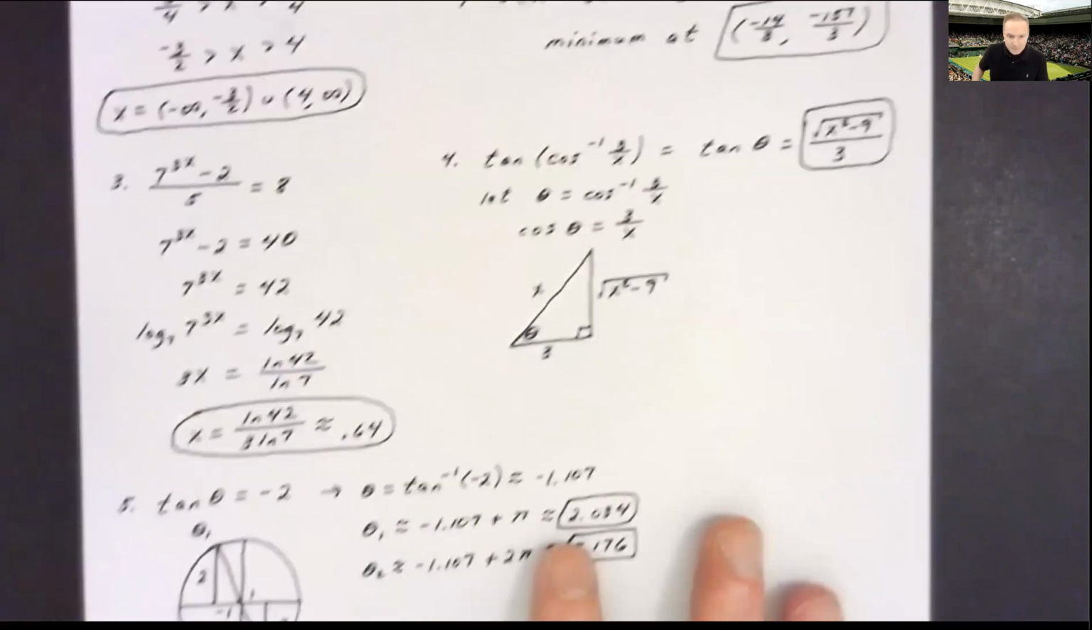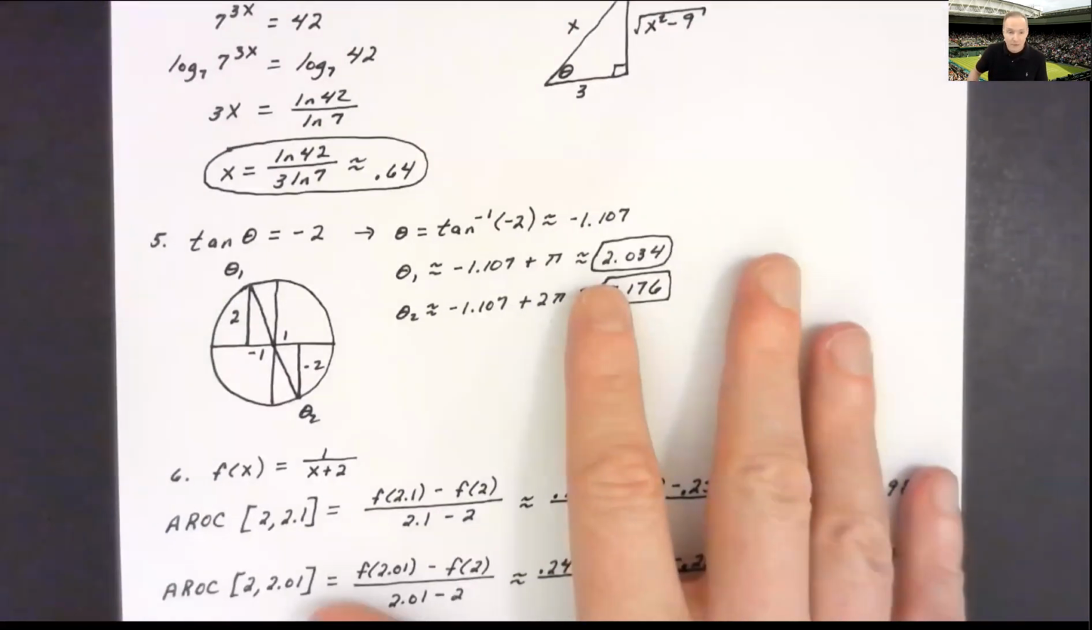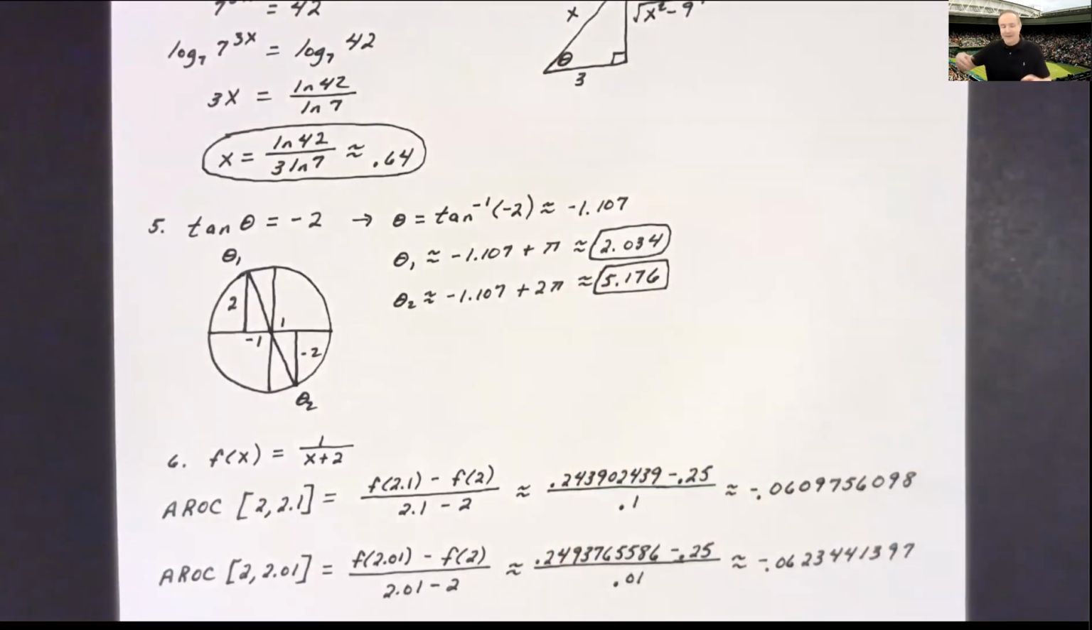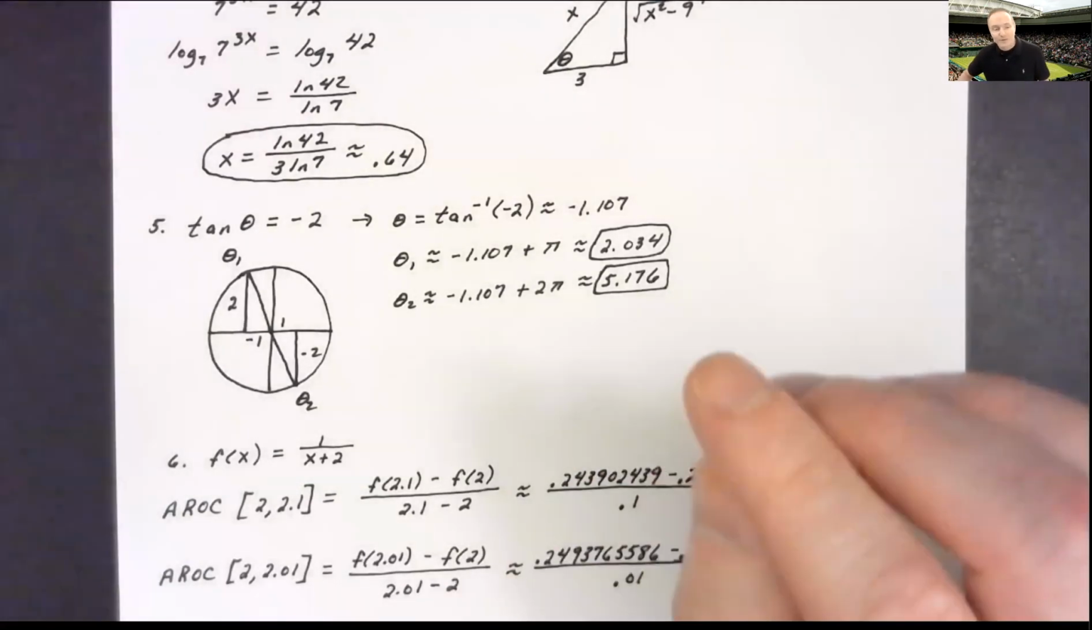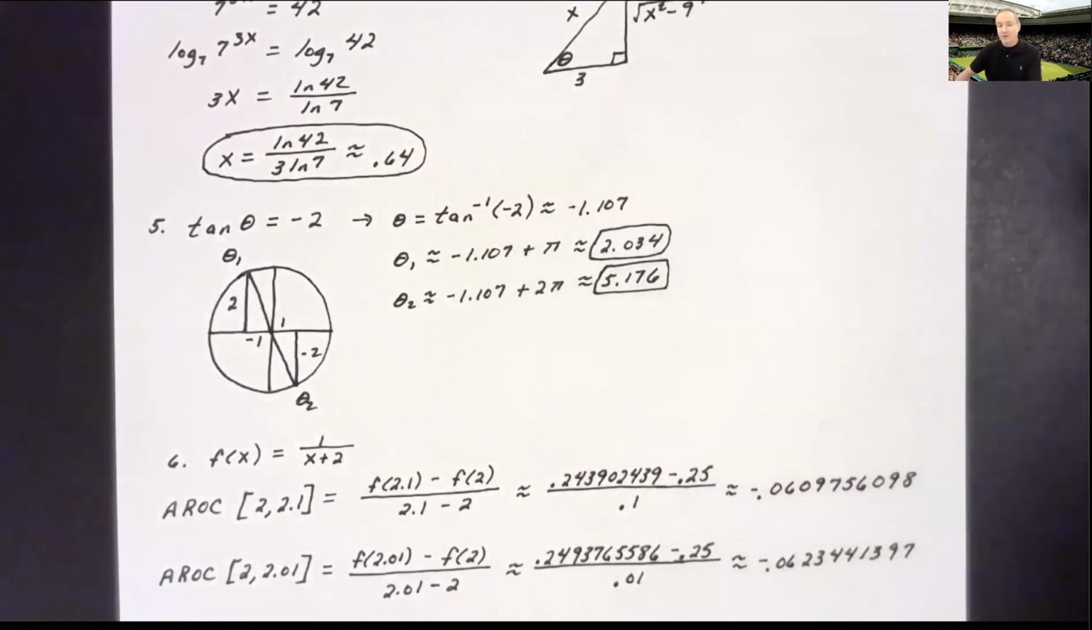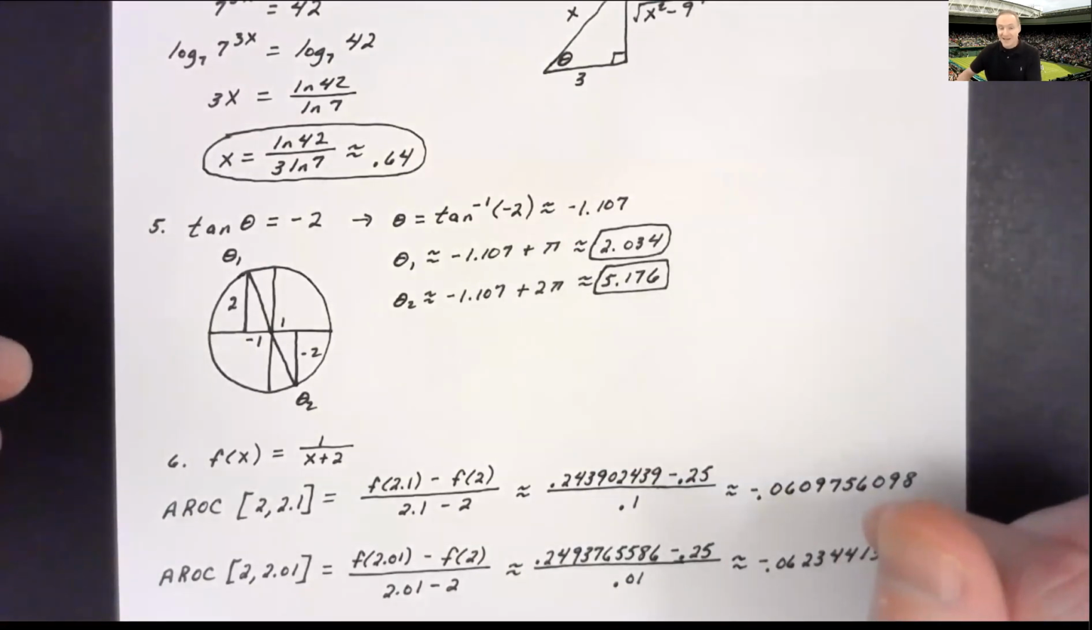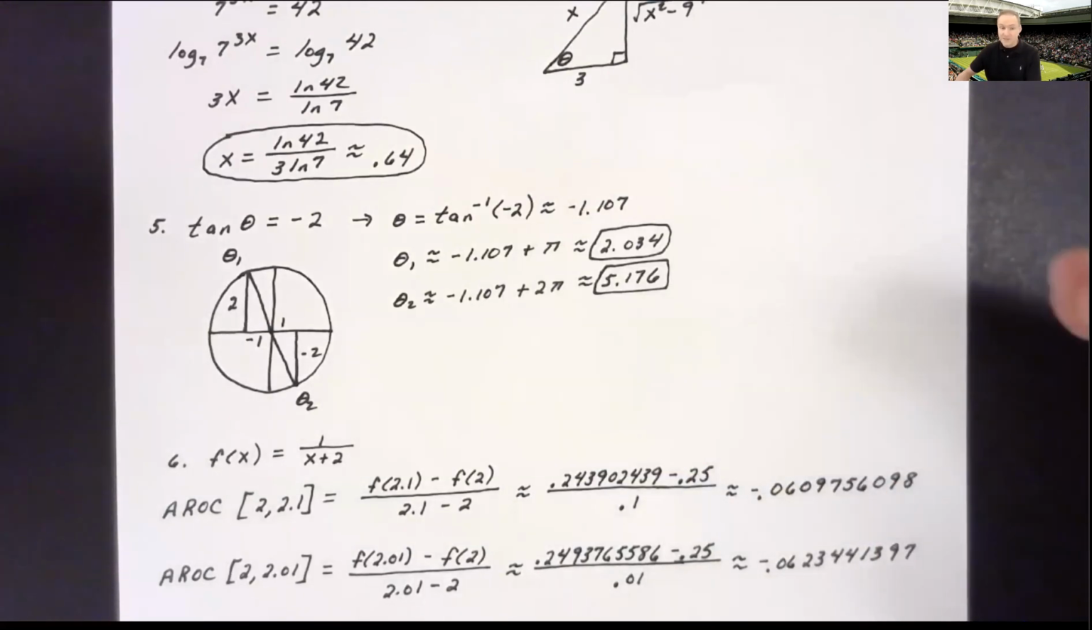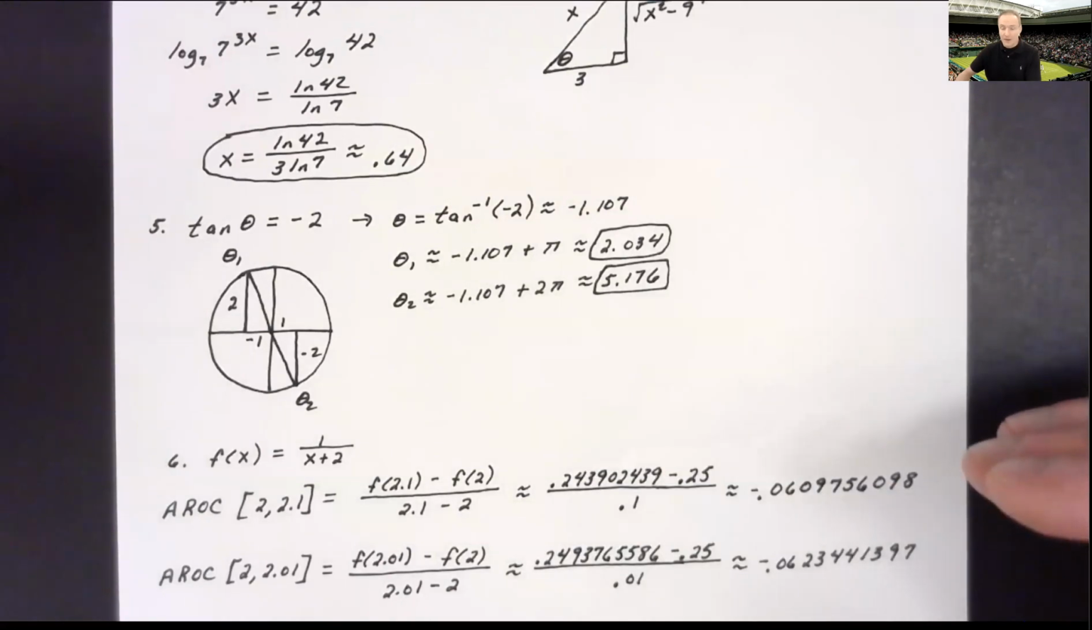Now, the next question I absolutely adore too. Well, I like them all. Number 5 here, I'm asking you to tell me the two values on the unit circle such that the tangent of theta is equal to -2, on the unit circle from 0 up until 2 pi.